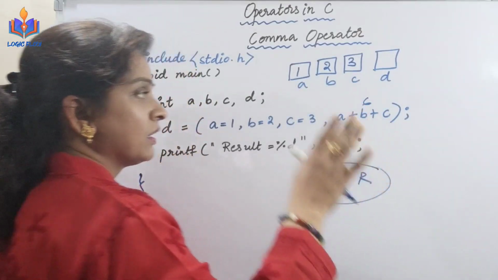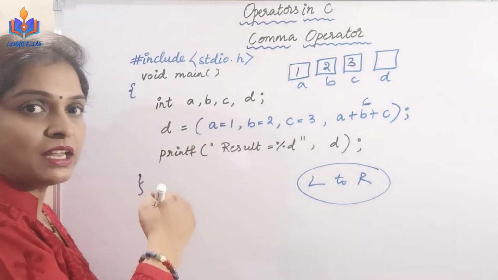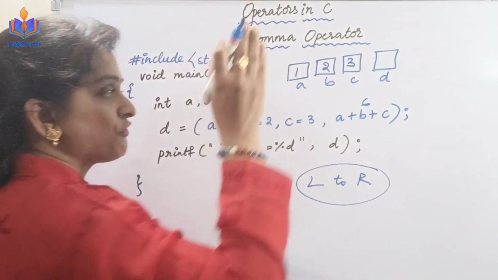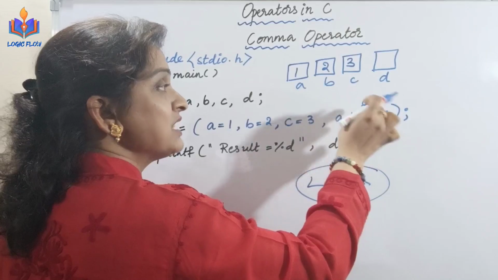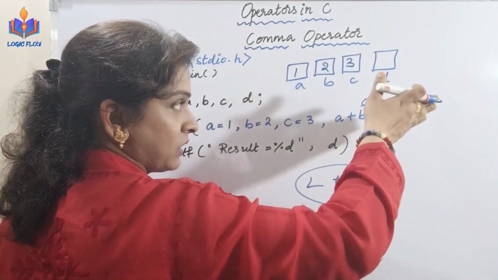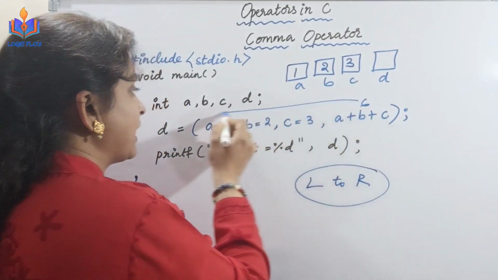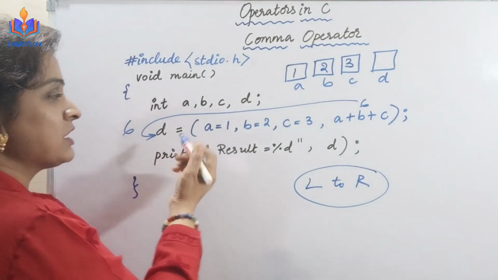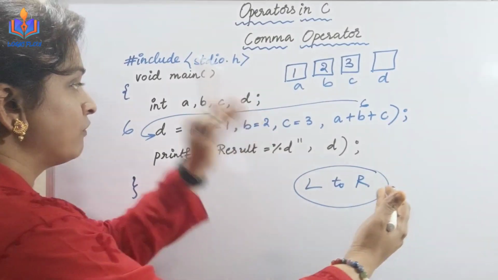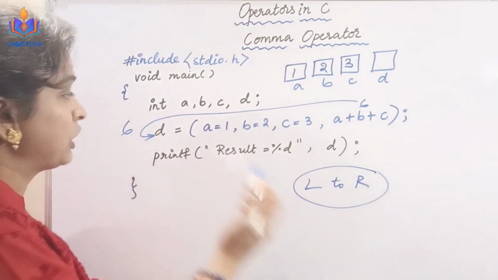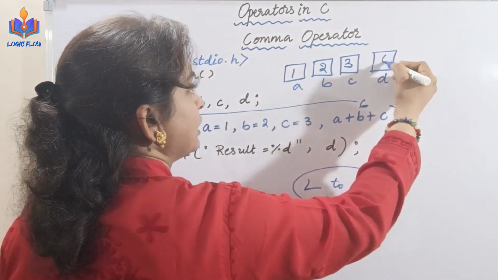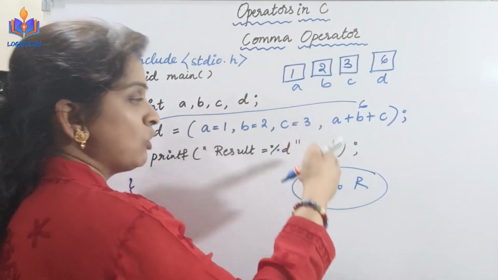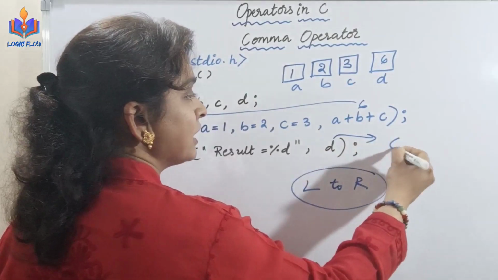And then you have equal to. That is the next operator that the compiler has to evaluate. So my final operand value is 6, which is towards right. So this value 6 gets stored to D. According to assignment, the R value will be assigned to the L value. So D will get the value 6. And when I say printf percentage D, print the value of D, my output will be 6.